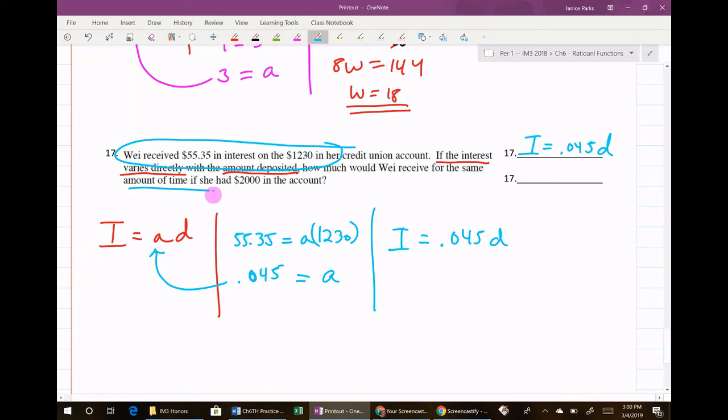And the last part says, the interest, how much would she earn if she deposited $2,000? And so you multiply that times 2,000, and she would earn $90 for interest. And that's it. That's the end of the practice test.